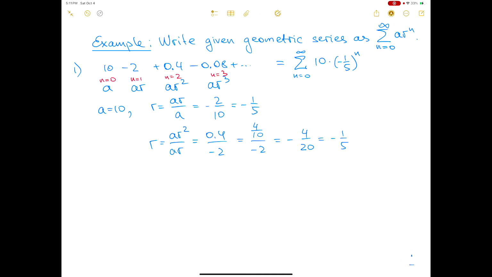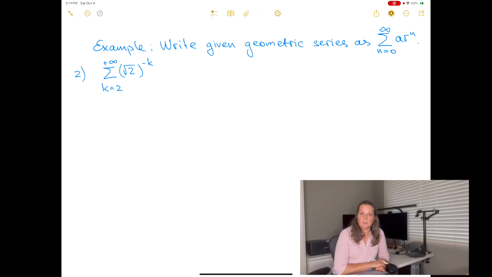10 times minus 1/5 raised to the power n. More often than not, we see geometric series written as some sort of a sum, not necessarily starting from index 0 and not really looking like a constant a times r raised to the power of n. So let's see how we can manipulate a given expression for the case term so that we can recognize a geometric series in the form sum as n starts from 0 to infinity, a r to the n.